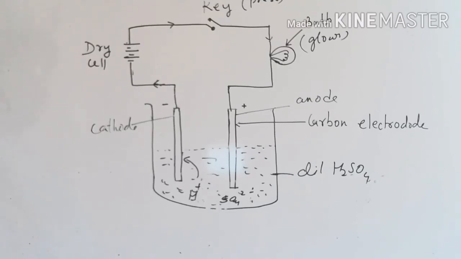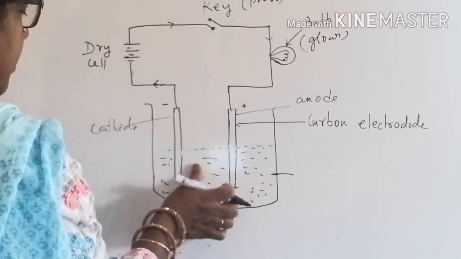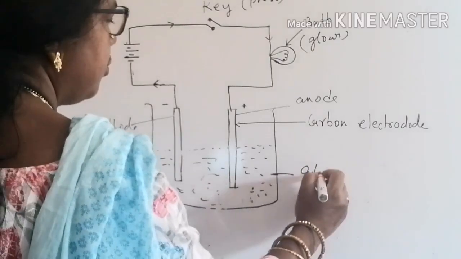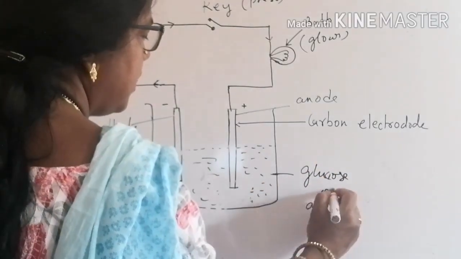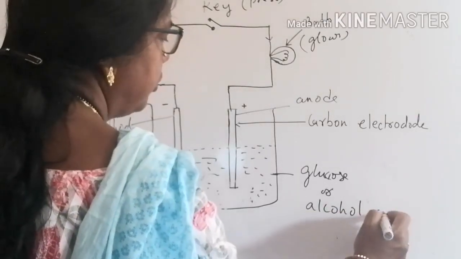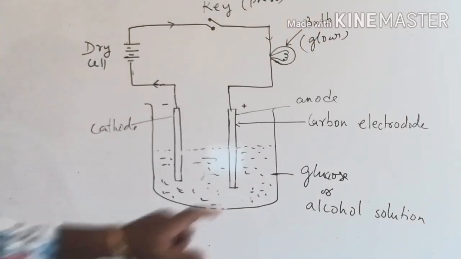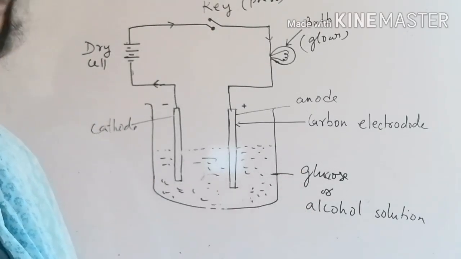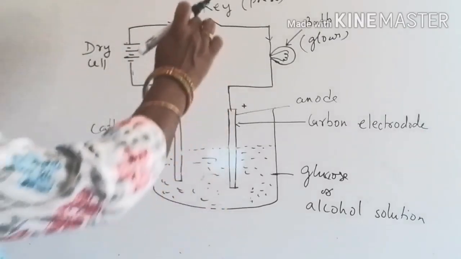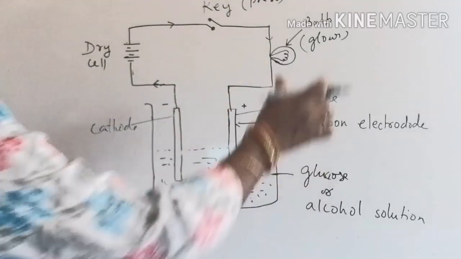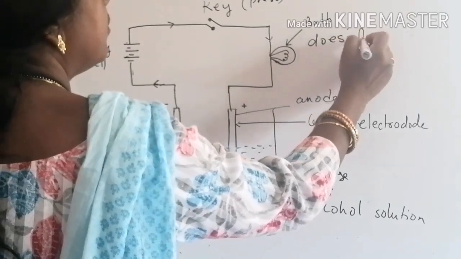Now repeat the same experiment, replacing sulfuric acid by glucose or alcohol solution. Replace the sulfuric acid solution by either glucose or alcohol, or you can go for tincture alcohol and glucose. Again you perform the same activity. As soon as you press the key, now here you can find the bulb does not glow.